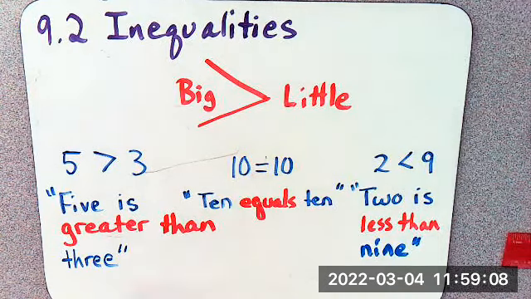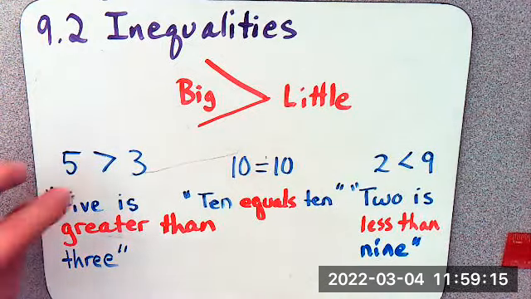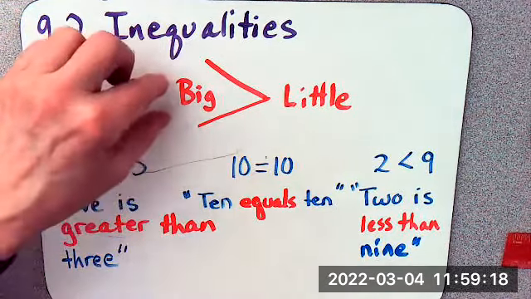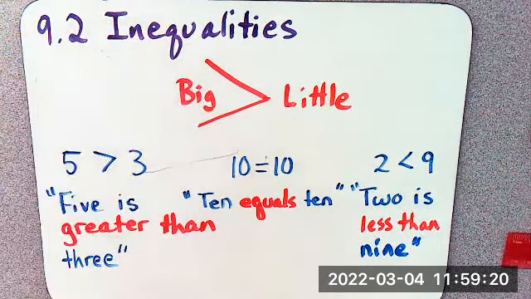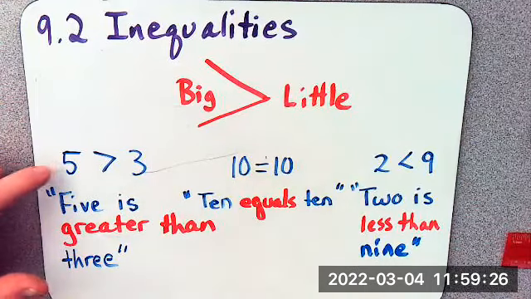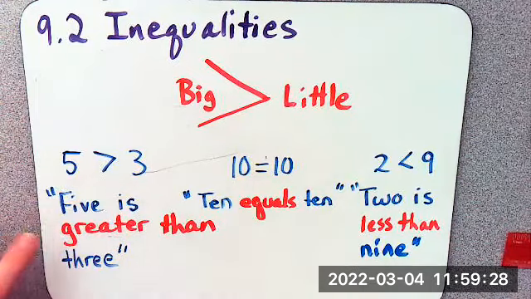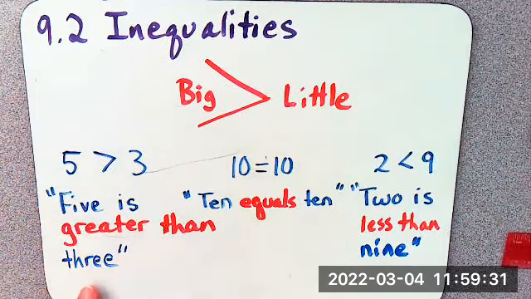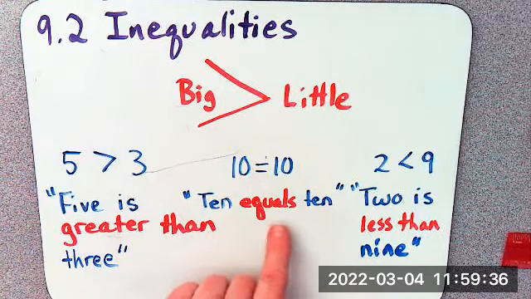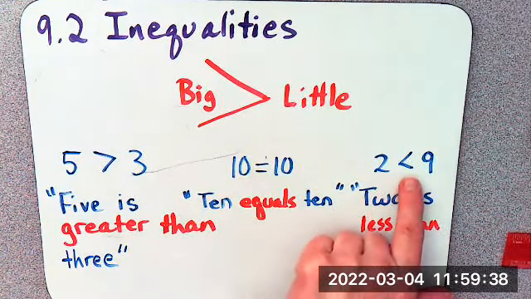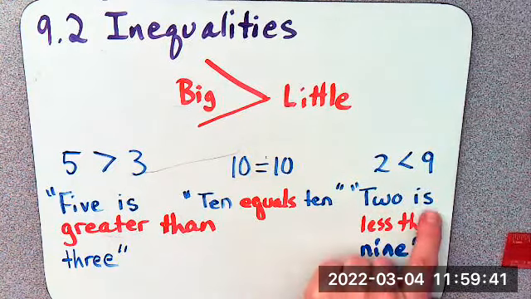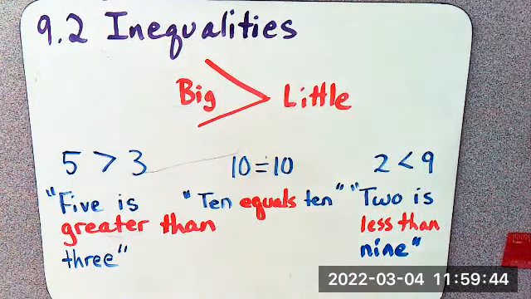So an inequality means that something's bigger or littler. So we compare the two numbers. Usually, we always put the bigger number where the inequality opens and the littler number goes to the point. So we would say 5 is greater than 3. 10 equals 10. And 2 is less than 9.